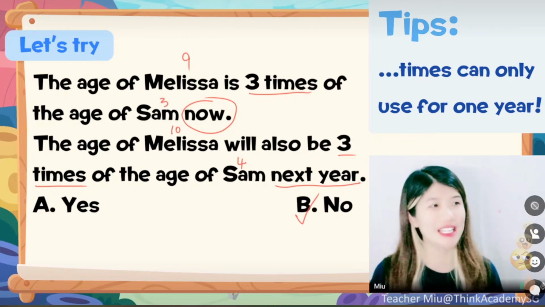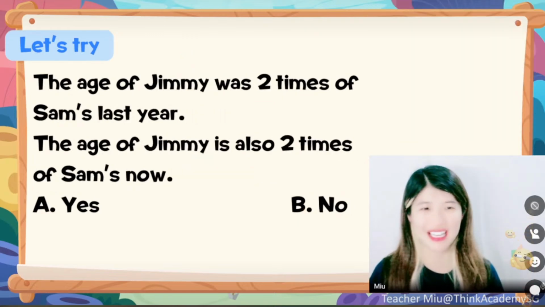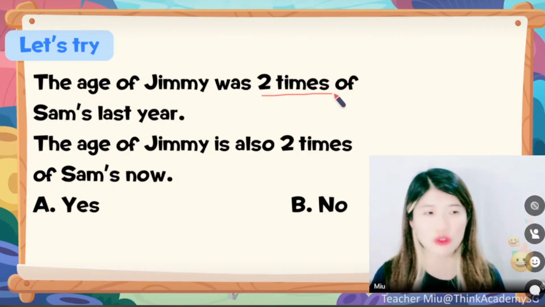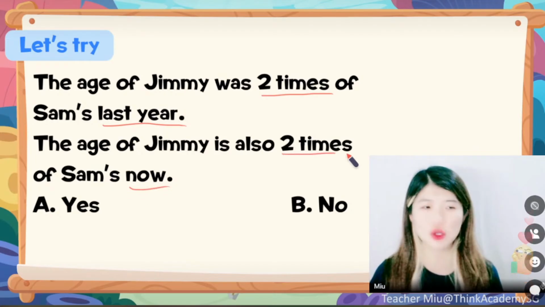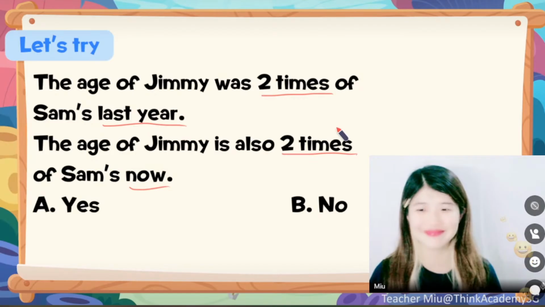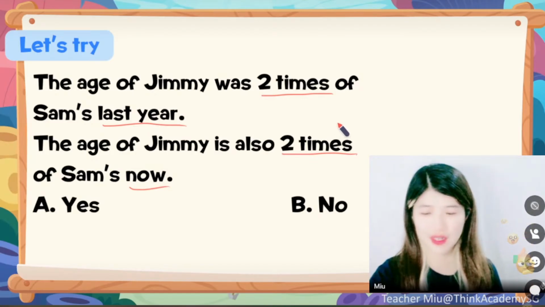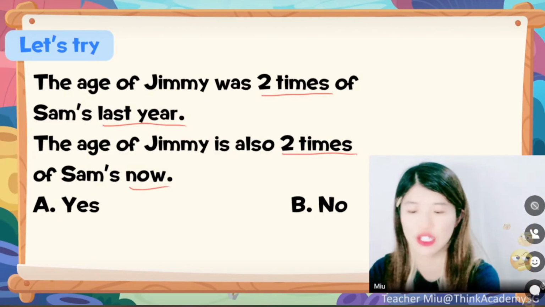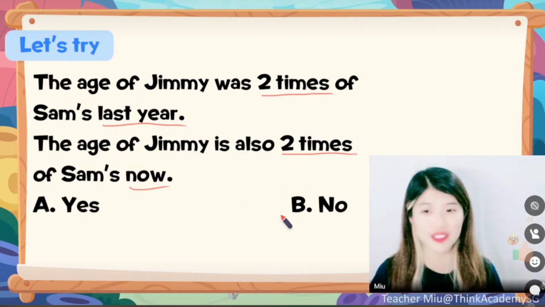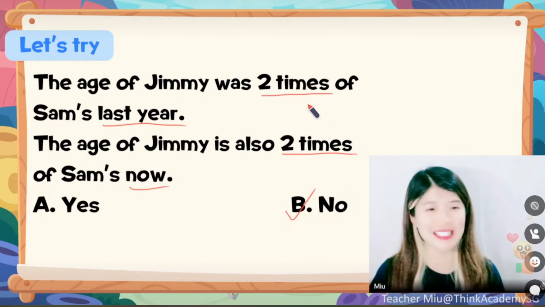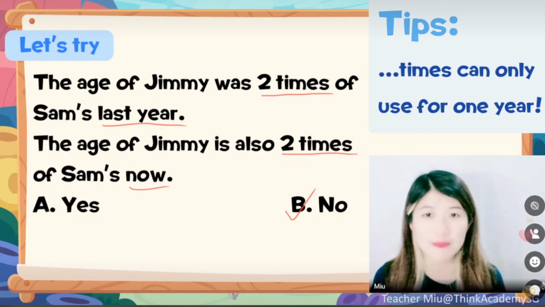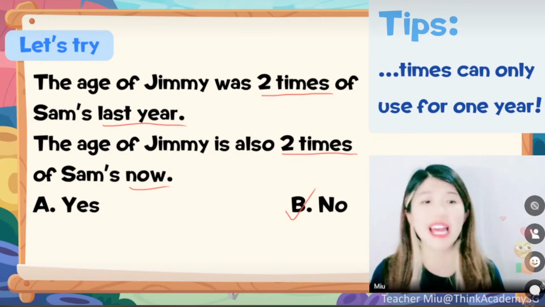All right, and continue. What about this one? It says the age of Jimmy was 2 times Sam's last year. What about this year? Is it still 2 times? A or B? Well done, dear. Definitely no. Since last year it is 2 times, the 2 times multiple relationship can only be used for one specific year, which is last year.